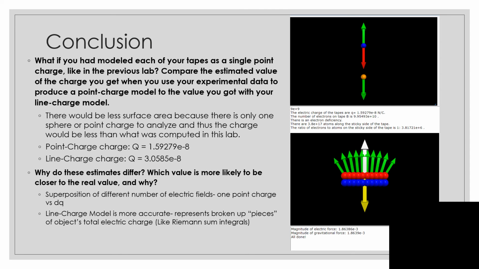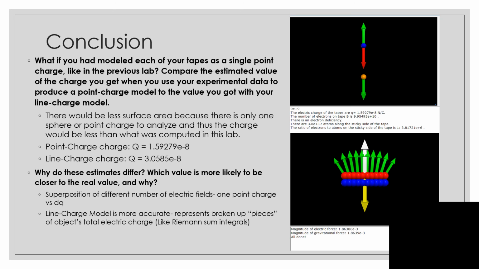Some things to consider are: 1. The line charge and point charge methods required two different Q values, with the line charge method having a charge value of 3.0585 times 10 to the negative 8 newtons per coulomb, and the point charge method's charge being 1.59279 times 10 to the negative 8 newtons per coulomb.